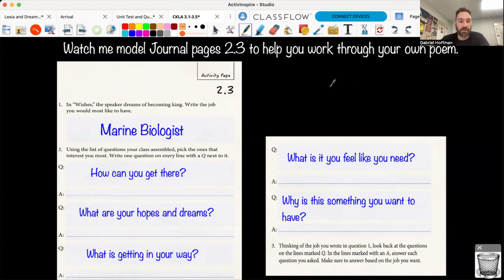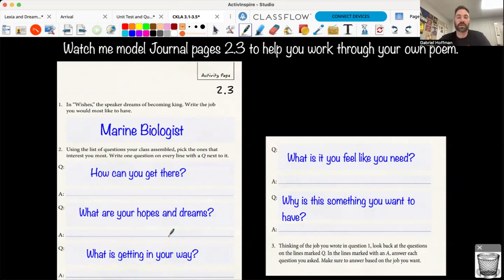If you want to use my questions, you can use my questions. So I have questions in the boxes for you. How can you get there? What are your hopes and dreams? What is getting in your way? What is it you feel like you need? And why is this something you want to have? Right? So then you're gonna write those questions. You can use mine or you can write your own questions. It's totally up to you.